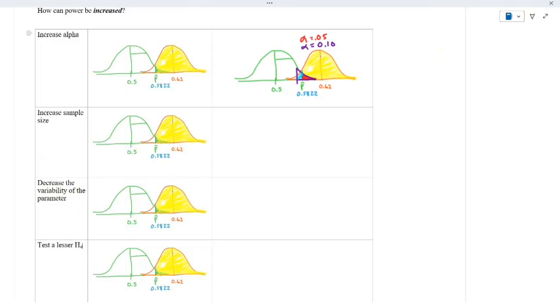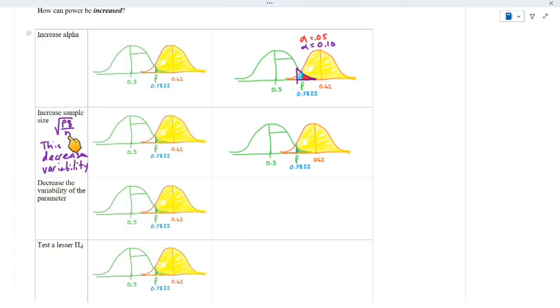Okay? Another way to increase power is to increase the sample size. What happens when we increase sample size? Well, the variability will decrease, which means that this curve will get a little skinnier. And then therefore, with our alpha of 5%, that's going to be moved over to the left a little bit, which is going to increase the power. Because remember, this is all staying the same. Nothing changes. The parameter is the parameter. We are just increasing our sample size.